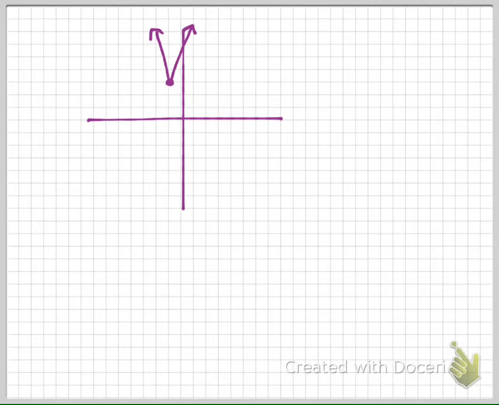The range would be, what number is that? 3. Is it or equal to? Is 3 a part of it? Yeah, 3 is a part of it. So you'd say the range is y is greater than or equal to 3. Anything less than 3 is no good. It doesn't ever get there. Does that make sense? You with me?